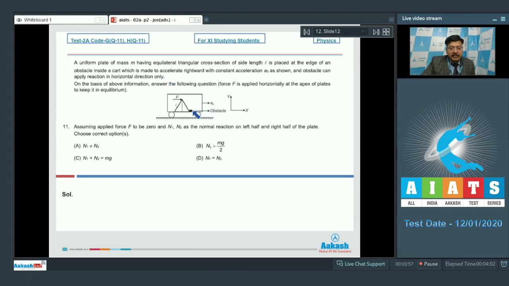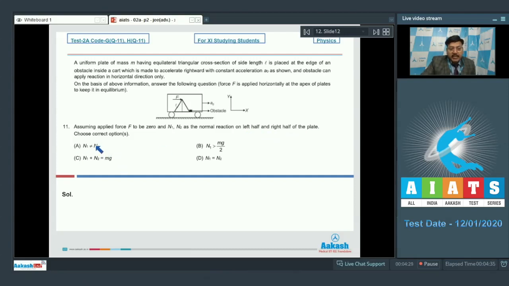Well, this is the diagram. This is the obstacle. This is the triangular plate. Now, on the basis of above information, answer the following question. Force F is applied horizontally at the apex of plates to keep it in equilibrium. Question 11 says, assuming applied force F to be 0 and N1 and N2 as a normal reaction on the left half and right half of the plate, choose the correct options.